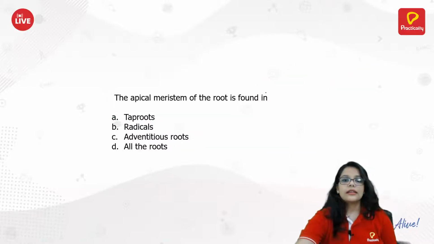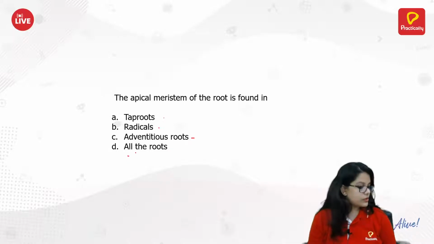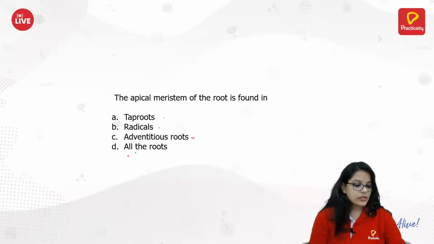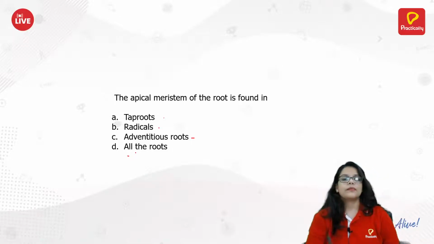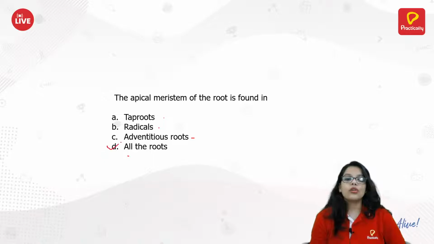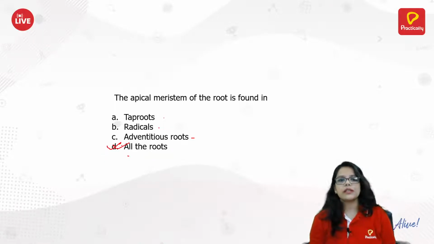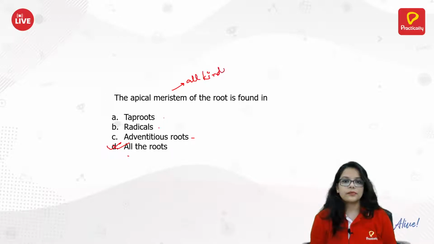The apical meristem of the root is found in tap roots, radicals, adventitious roots, all the roots. Very easy this question is. Anybody wants to try? So the apical meristem of the root is found in all the roots. This is the first thing which I said. It is present in all kinds of root.